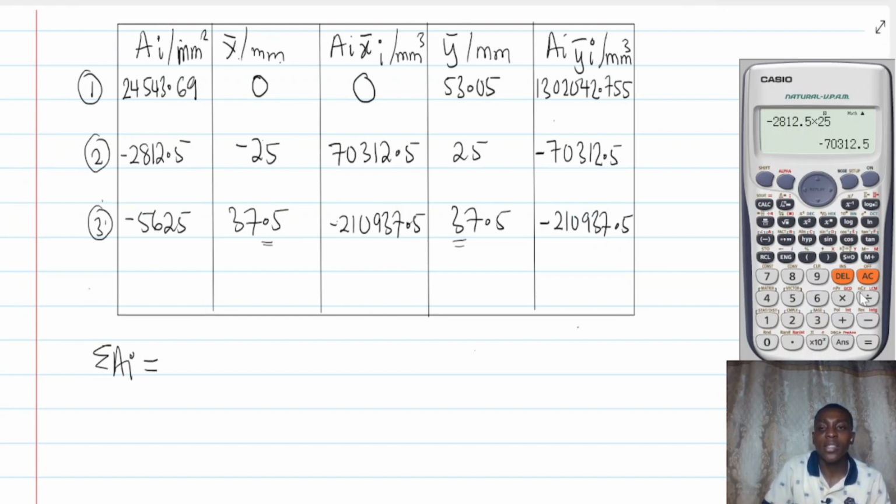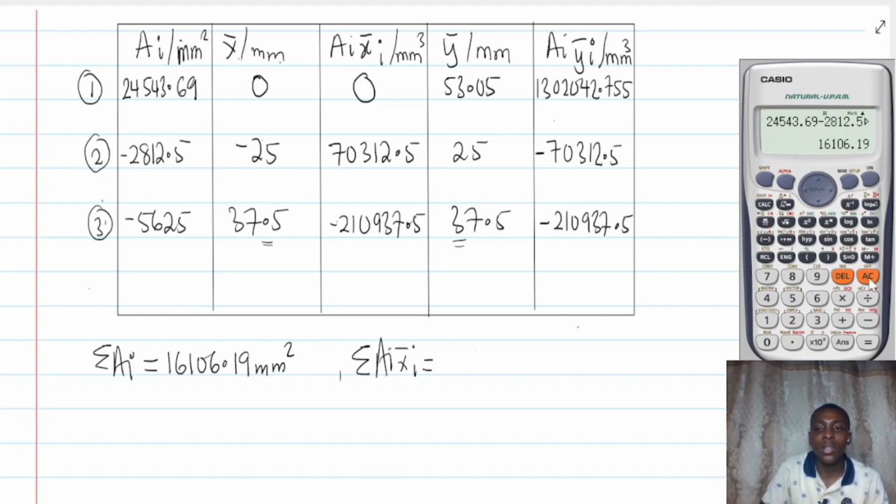At this juncture, I want us to do summation A_i. So we are going to add the areas. It's going to be 24543.69 minus 2812.5 minus 5625, right? And that is 16106.19 millimeter squared.